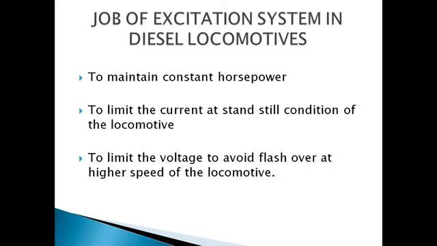The excitation system controls the output voltage of the main generator to maintain constant horsepower, to limit the current at the standstill condition of the locomotive, and to limit the voltage to avoid flashover at higher speed of the locomotive. For these jobs, it must respond automatically to any movement of the throttle handle, to any change in load on the generator, or to any combination of both.